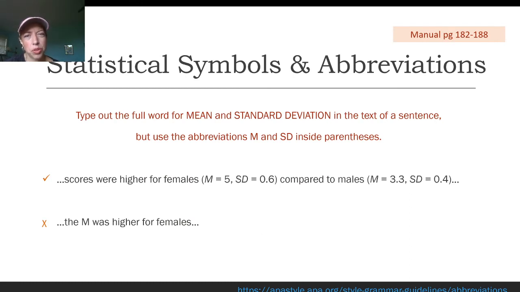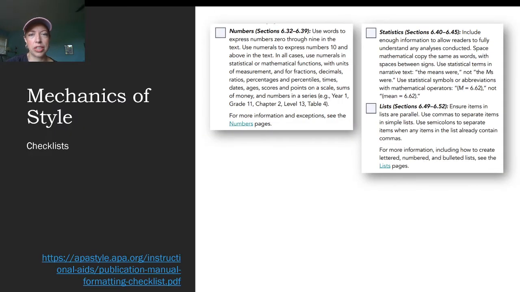Okay, so also using these symbols. Let's take, for instance, M for mean and SD for standard deviation. These abbreviations can be used in a sentence, but only within parentheses. We never want to use the capital M to mean mean in the flow of a sentence, only in parenthesized summary information.